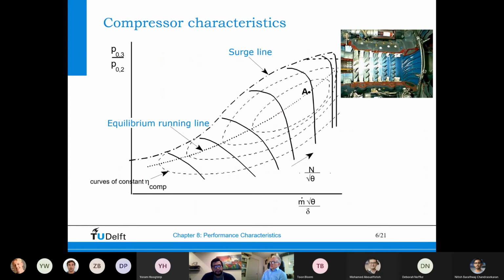The location of that operating line is determined by the compressor itself, but also by the cross-sectional areas downstream of the compressor. Now, if we accelerate, we will usually go higher than the equilibrium running line. If we decelerate, we go below, but that comes later. Any questions so far?